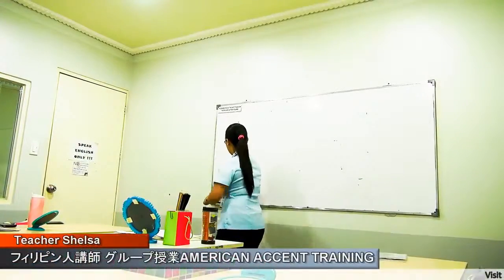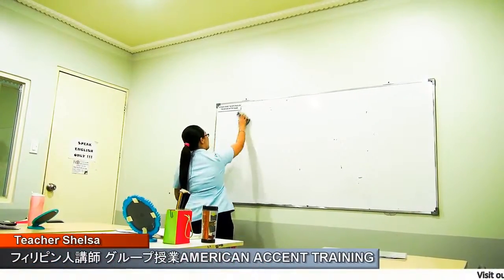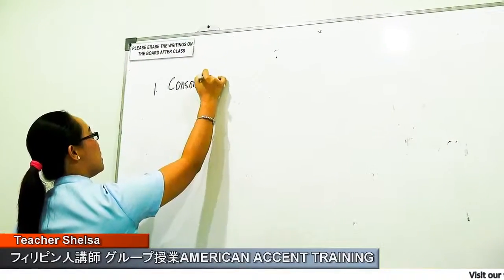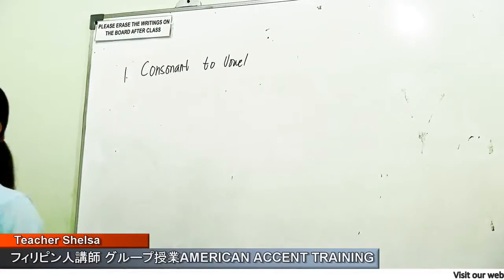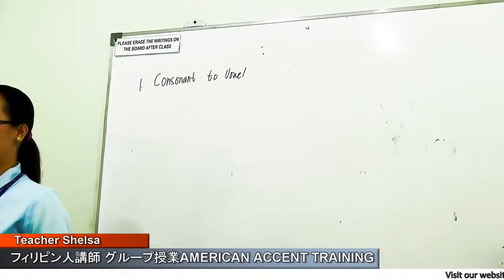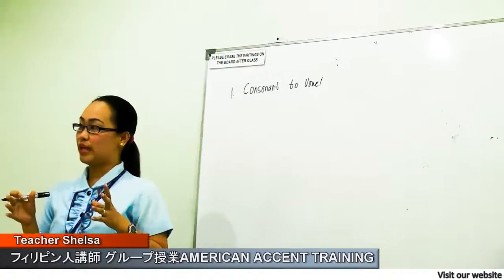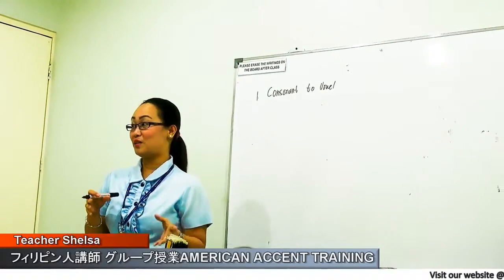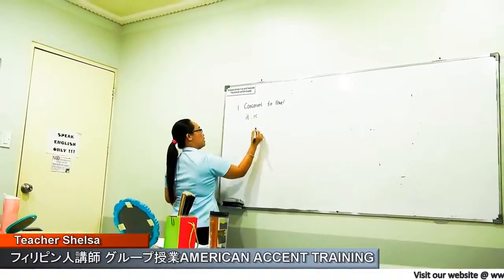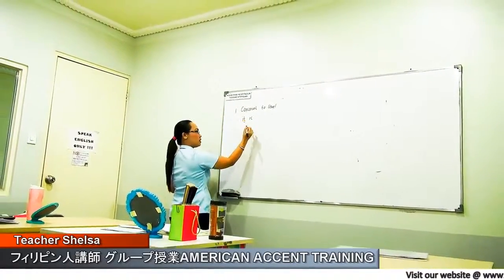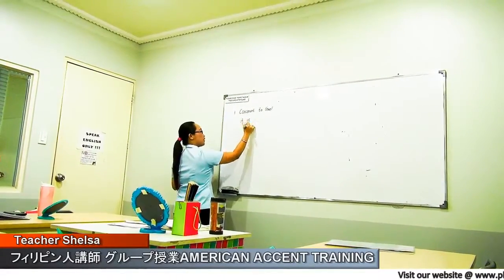The first one, Sunny, do you remember the first one? The first rule, consonant to vowel. So American sound, they always connect the sounds, right? The very basic sound is to connect the word that ends with a consonant sound and is followed with a vowel sound. Just like when you say "it is," right? So the word ends with a T sound, it's a consonant sound, followed with a vowel, connect the sound.